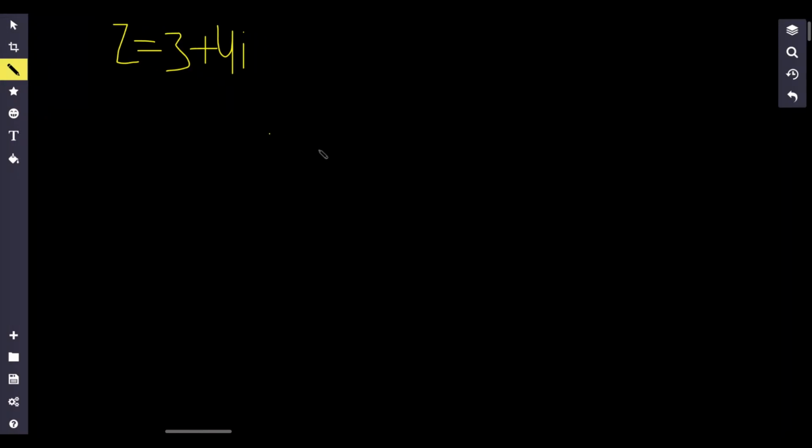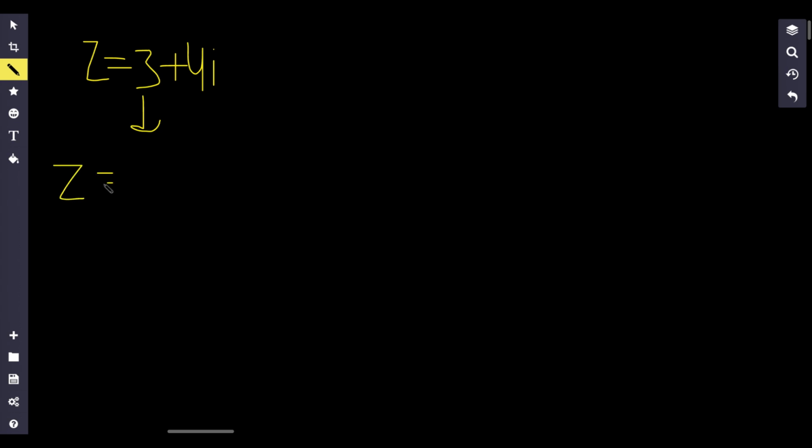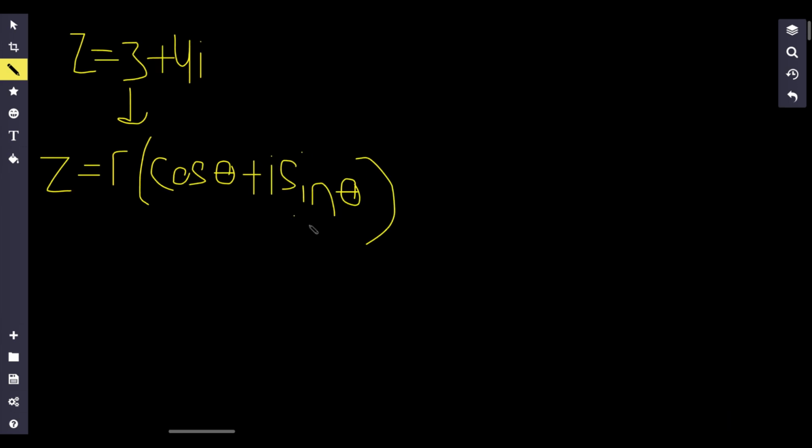Let's say we have a complex number, z is equal to 3 plus 4i, and we want to convert it into polar form. So if I have r times cosine of theta plus i sine theta, how do I do this?